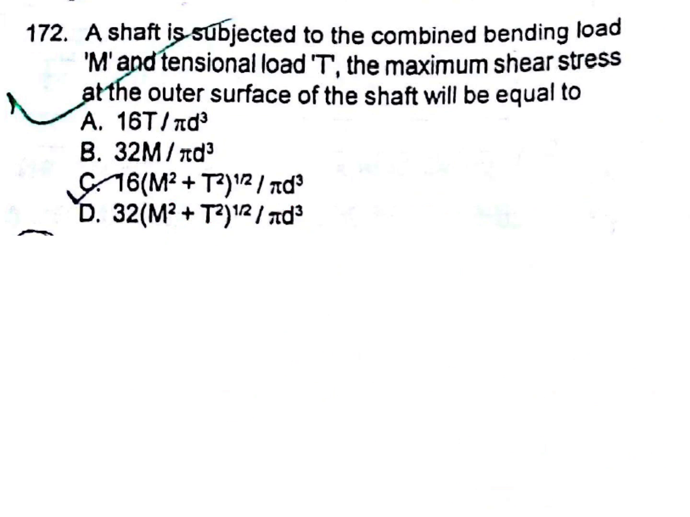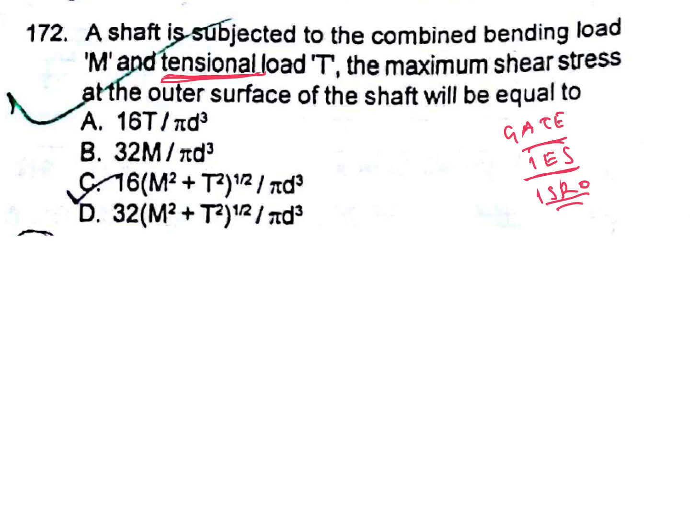A shaft is subjected to the combined bending load M and torsional load T. The maximum shear stress at the outer surface of the shaft will be equal to how much? So this should be torsional load. There is a spelling mistake, it should be torsional load. This type of question they are asking in GATE. A problem also based on this type of formula they are asking. ISRO also they are asking. So this is very, very important.